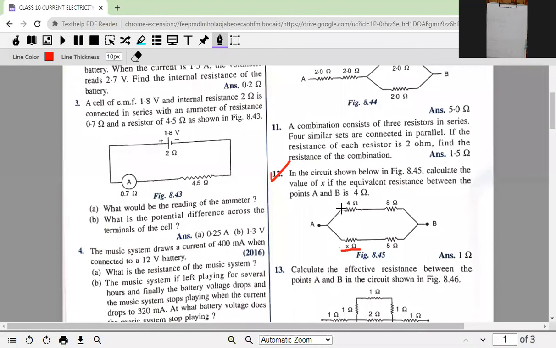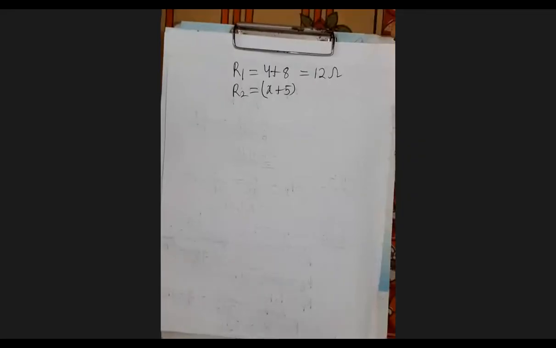So how will you find? These two are in series. So what will be their equivalent? 4 plus 8, 12. These two are also in series. What will be their equivalent? X plus 5. So R1 will be 4 plus 8 equals 12 ohm, R2 equals X plus 5. Now these two branches are connected in what way? This branch and this branch, they are connected in parallel.